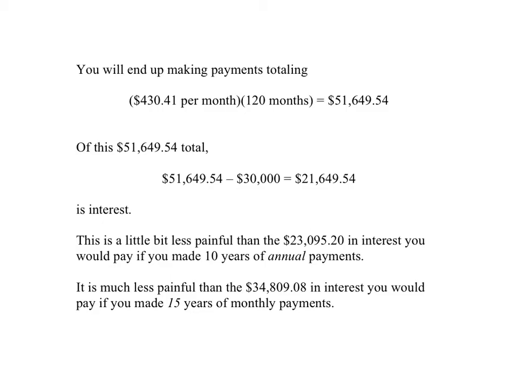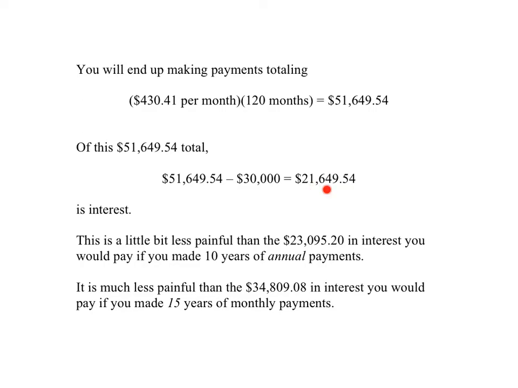Now, how does this version with monthly payments for 10 years compare to other versions of our loan? Well, in this version, you're making $430.41 payments per month for 120 months. 10 years worth is 120 months, and that's $51,649.54. Of that total amount that you're paying back, well, 30,000 of that was just paying back the original amount that you borrowed. The difference, that $20,649.54, that's the interest. That's how much money the bank will make in profit from this loan.